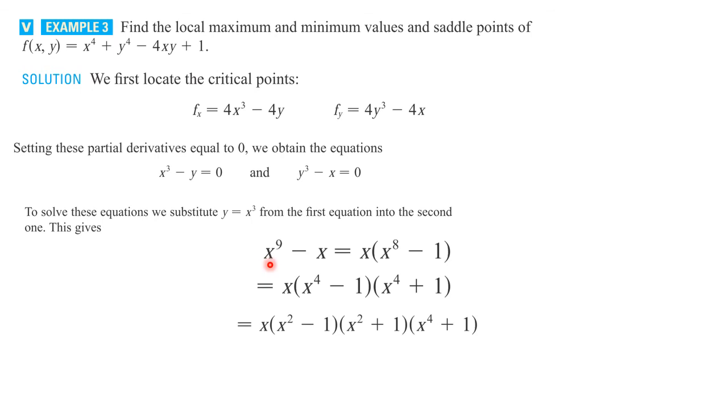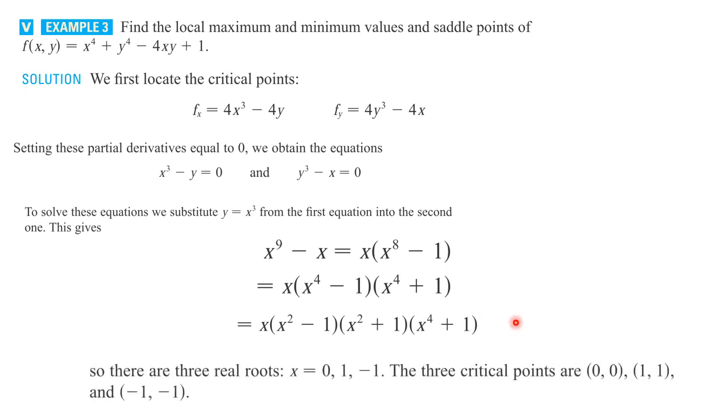We'll get x power 9 minus x, and then take x as a common factor: x into x^8 minus 1. Difference of two squares: x^4 minus 1, x^4 plus 1. Again difference of two squares: x square minus 1, x square plus 1, x^4 plus 1. Put it equal to 0, and then we will have the roots of x, which are 0, 1 and minus 1. Put these three values in any of these equations and we'll get 3 points: (0, 0), (1, 1) and (minus 1, minus 1).